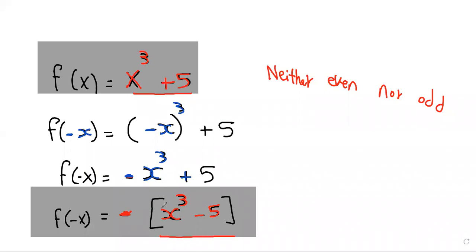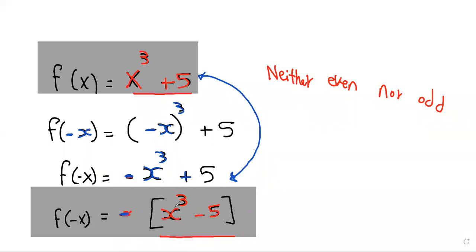Then, if we compare the two functions, this one and this one, they are not even, because they are not the same. Now, we will give it a shot and take negative as a factor, just to check if we get the same function or not. So I took negative as a factor.